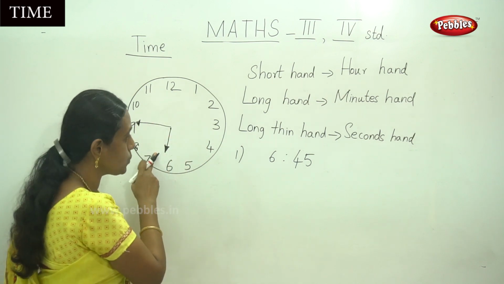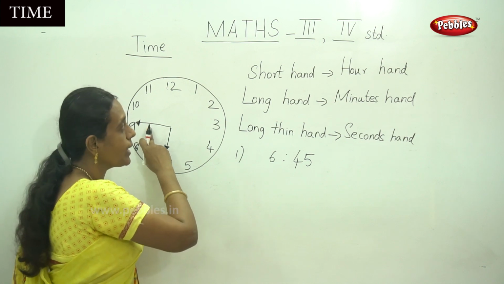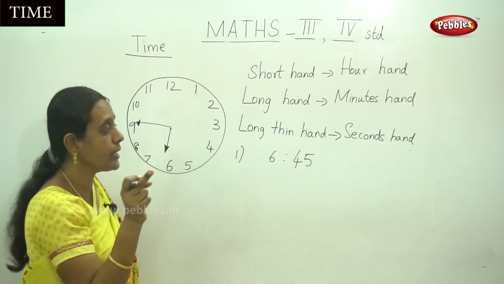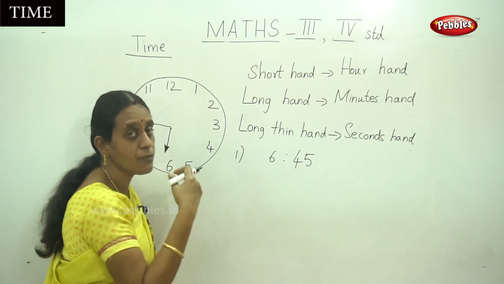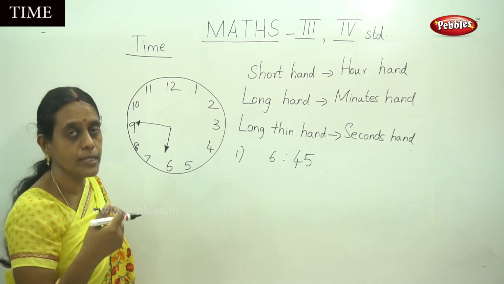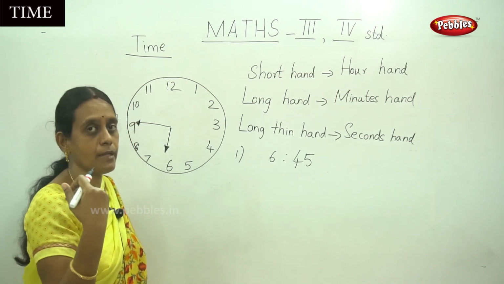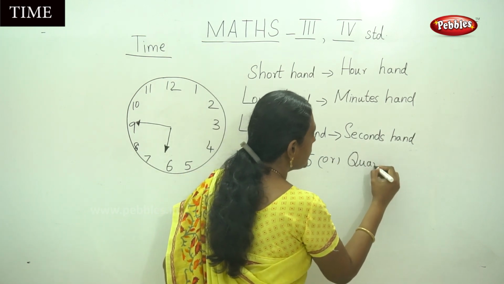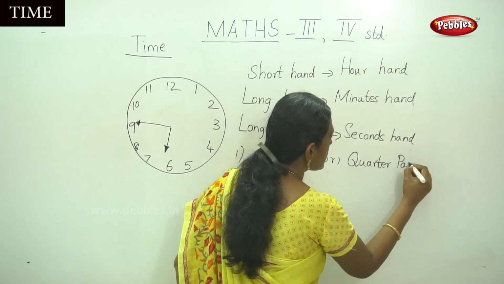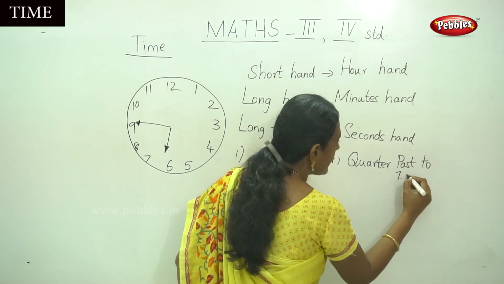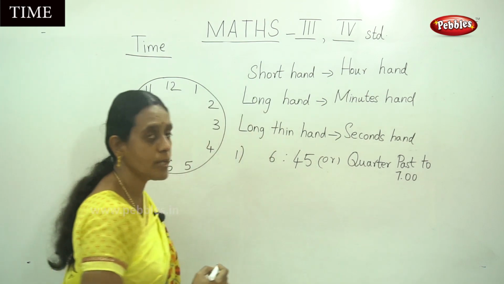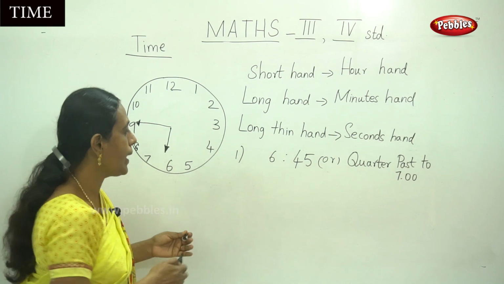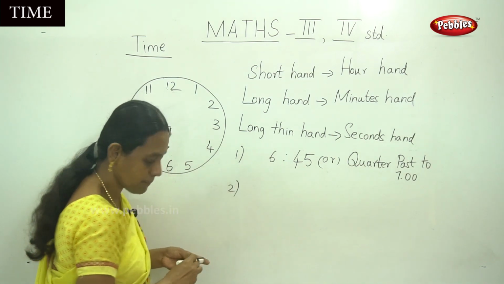The hour hand moves towards the 7, and the long hand moves towards the 12. The next hour is 7. Okay, that means 6:45 is 15 minutes to 7. That is quarter to 7. Okay, so this is otherwise called quarter to 7. Do you understand this? 15 minutes to 7.